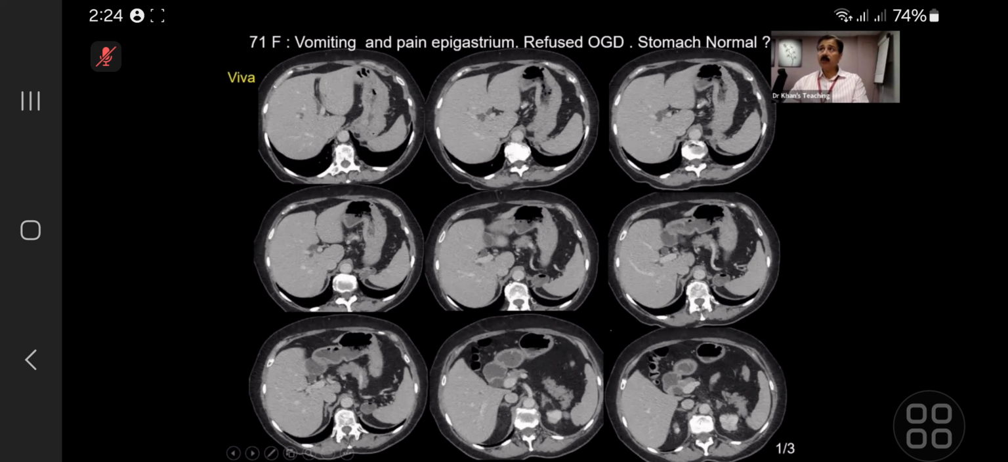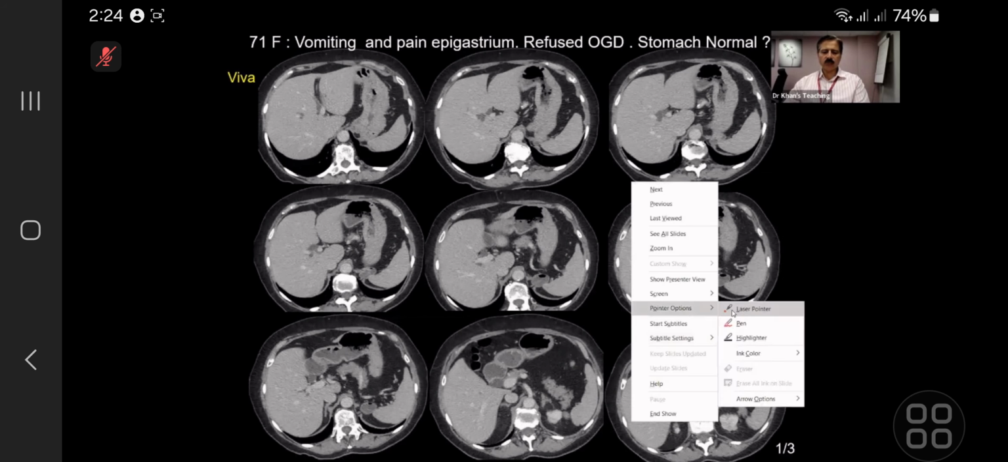Okay, candidate 4. I'll ask you a leading question. Look at the stomach, and are you happy? Everything is normal. No, I think so. It's intramural thickening. Okay, you are worried about this thickening. That is fine. My question is, thickening on a CT scan becomes a controversial subject because of how much the distension is, etc. But your answer is fine.